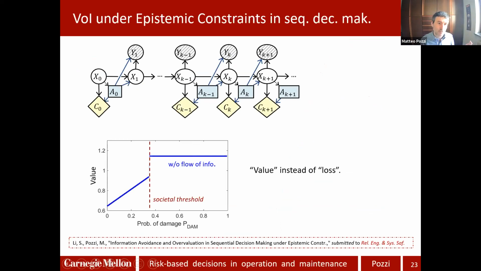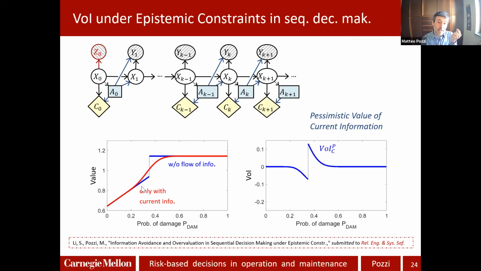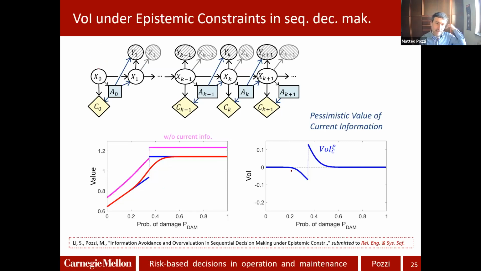Now you're working with a value function, so long-term cost. Society forces you to do something. If you can inspect, let's say, just collect information right now, you can have a negative value of current information. Again, if you repeat the analysis for the optimistic value of current information, you always find out that it can be negative.